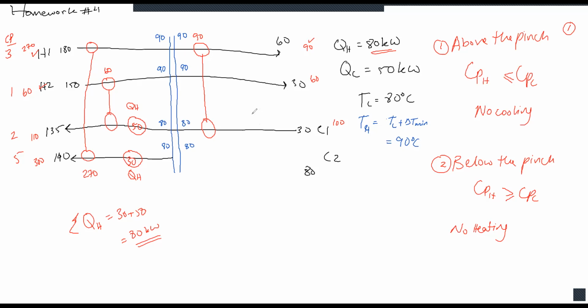Okay, so here I have 60 kilowatts, which I need to cool. And here I have 10 kilowatts left, which I need to deal with. And you need to remember that below the pinch, there is no heating, right? So I cannot heat the stream. This is not possible. So I need to find a way to satisfy the remaining 10 kilowatts somehow.